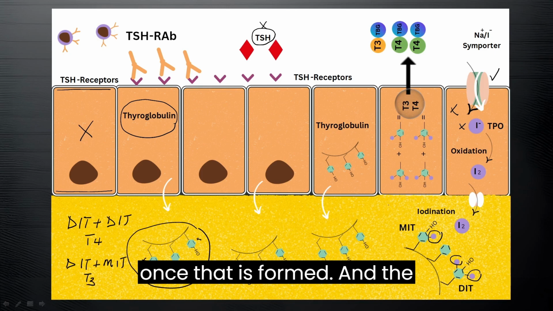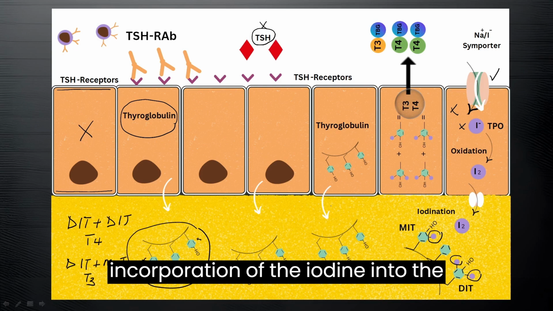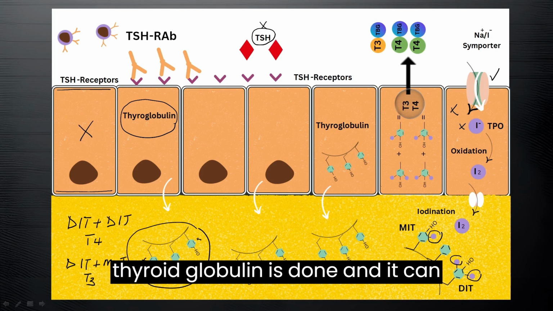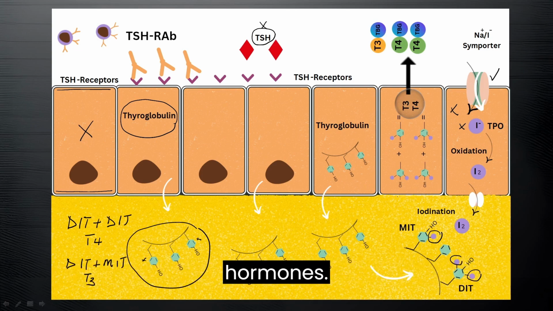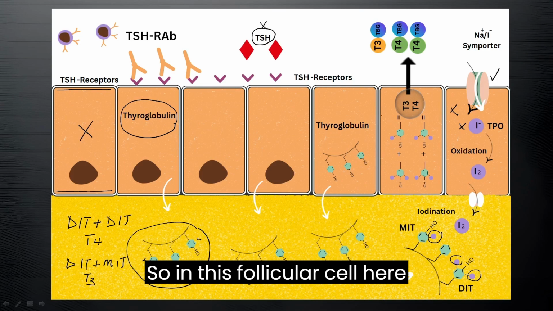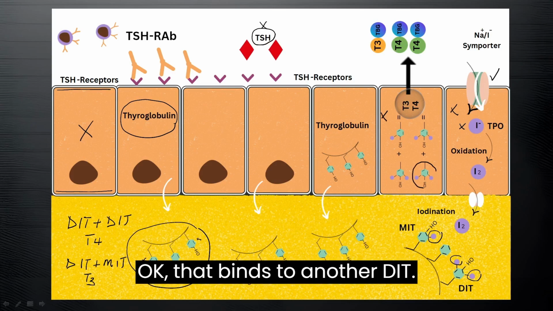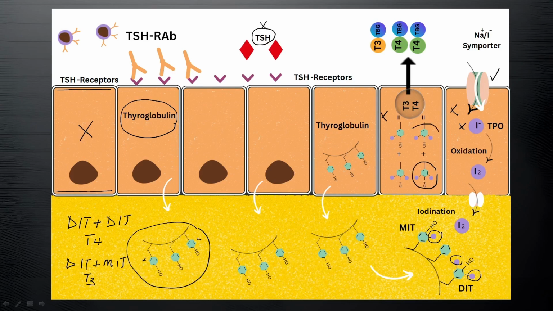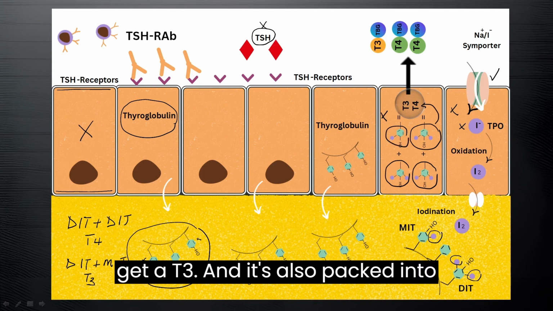So once that is formed and the organification, that means the incorporation of the iodine into the thyroglobulin, is done, it can be put back into the follicular cells depending on the signals coming from the pituitary gland when we need the hormones. So in this follicular cell here, I have one DIT that binds to another DIT, and so we get a T4. And I have one DIT that binds to an MIT, so we get a T3.